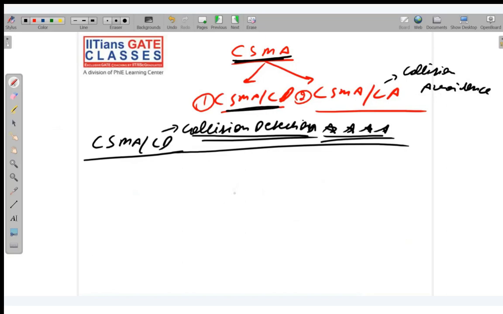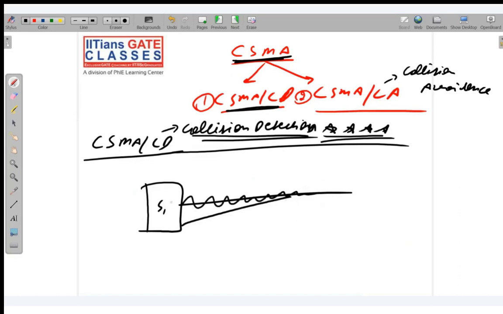Now we are talking about collision detection. We might think that the station sends data and after sending data it will check whether there is a collision or not. But no, it is not like that. The station will keep on sending data from the sending port, and it will keep on listening for the collision from the listening port. So each station has two ports, a sending port and a listening port. From the sending port it sends the data or signals, and from the listening port it listens for the collision.